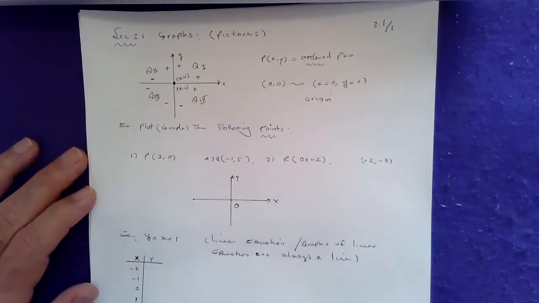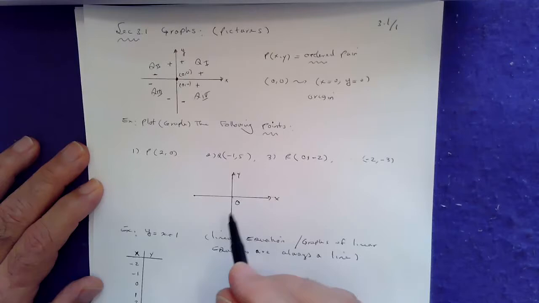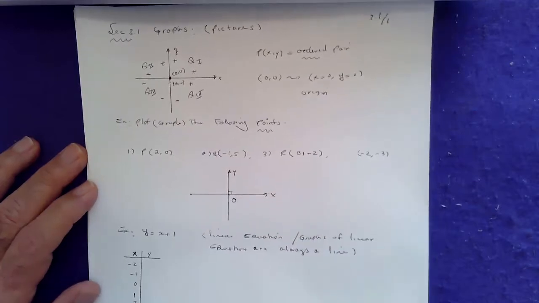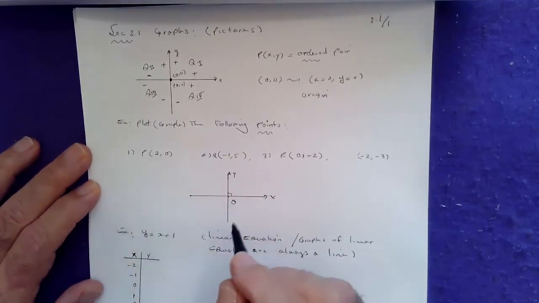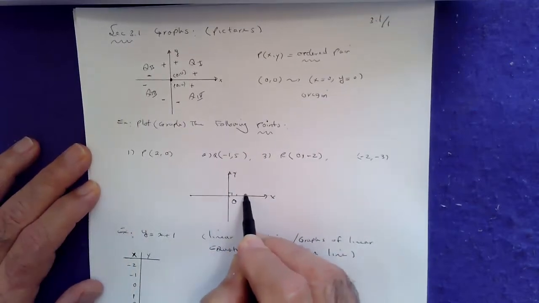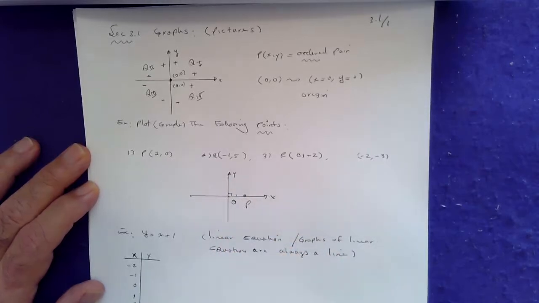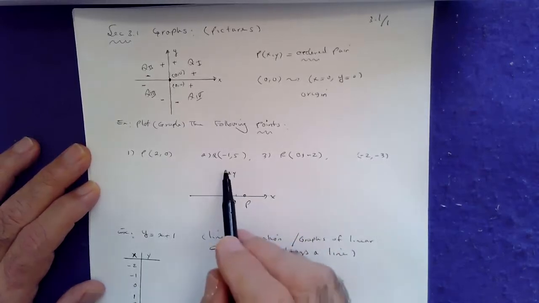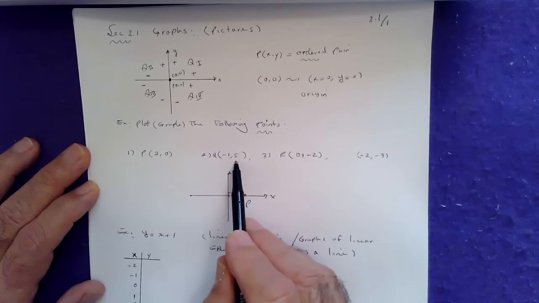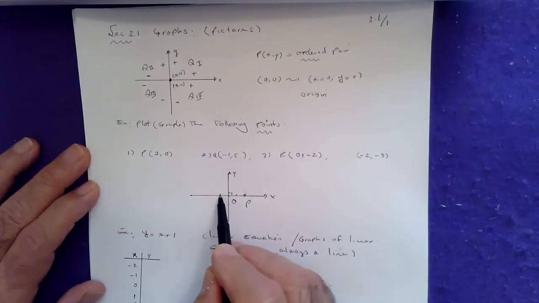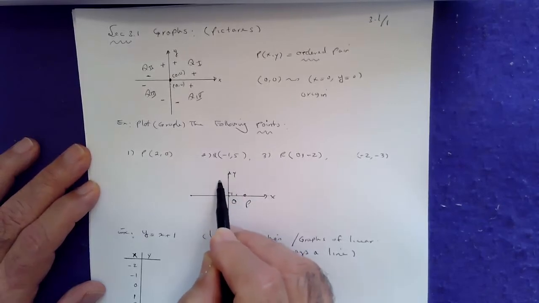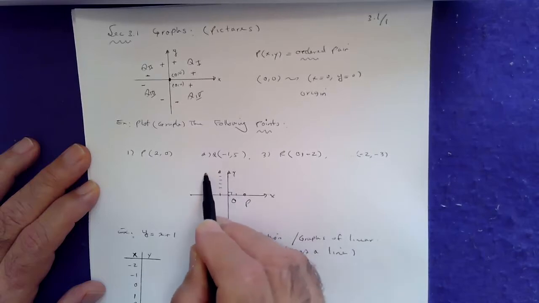Remember, the x and y axes are just like two number lines perpendicular to each other, correct? So 2, 0, that means you go 2 units over and you don't go up or down, and there goes the point on the x-axis. Negative 1, 5, that means you go 1 left, up 5: 1, 2, 3, 4, 5, and that's point Q.